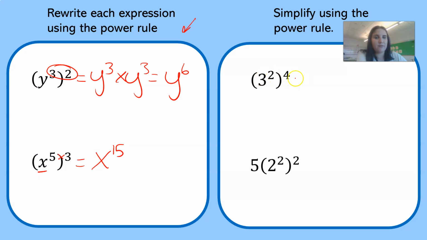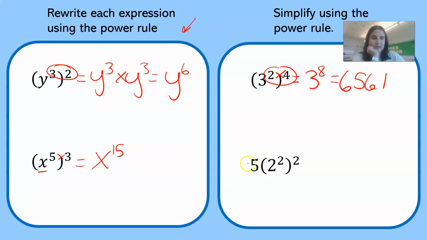So 3 squared to the 4th. The power rule says that I can just multiply the exponents. So keep the base of 3, multiply the exponents. 2 times 4 is 8. And then I would need to get a calculator out to do 3 to the 8th. So that's what I'm going to do right now. Take my calculator out because I'm not going to do that in my head. So 3 to the power of 8 equals 6,561.